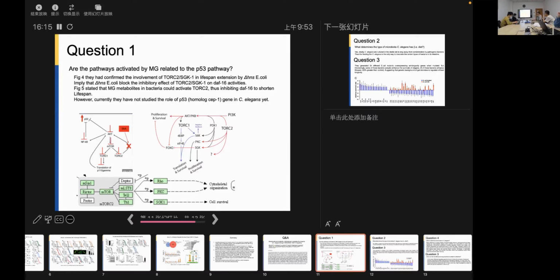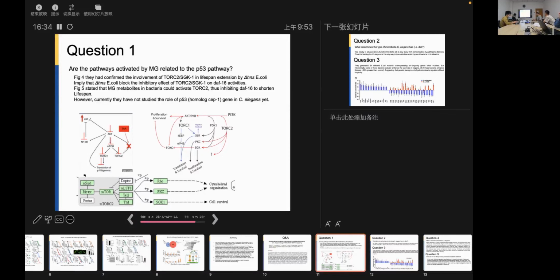No, I'm asking about this pathway in the top left corner. I'm not very clear about this pathway. It is kind of confusing that it has both activatory and inhibitory arrows.